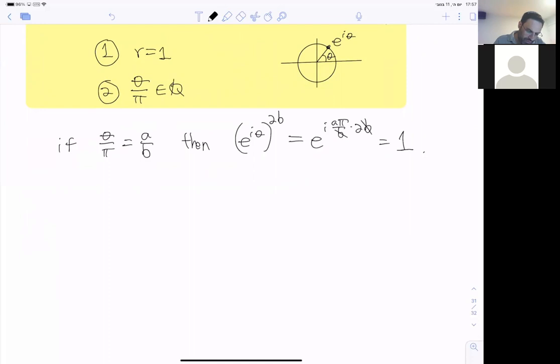Another thing we want to see is how all this has to do with cryptography. We just need the patience. Okay.